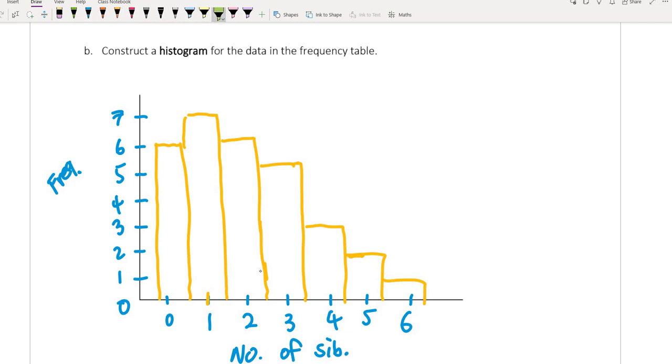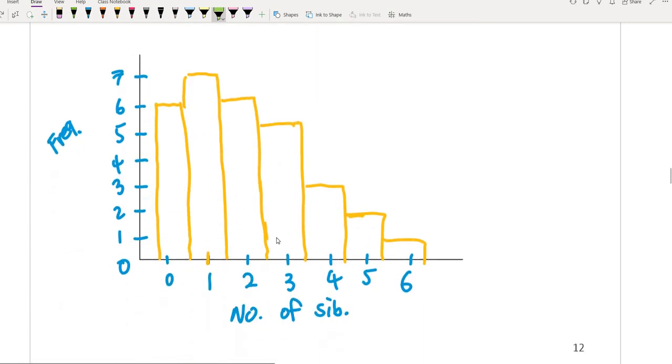Again, you can see the distribution of things really well. This is obviously skewed to one side. And yeah, you can also see what's the highest frequency. So histogram, very useful when we're looking at data distribution.